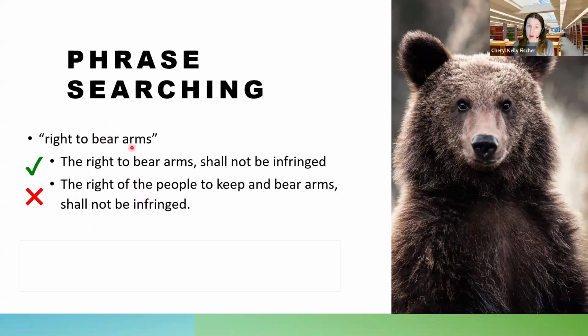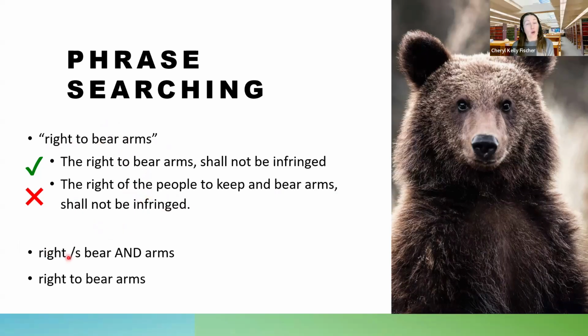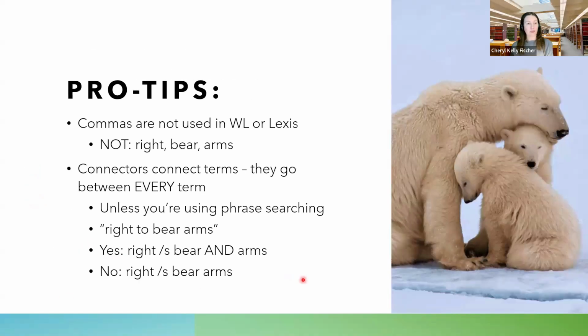So what are your options to avoid this search problem and get both of these results in your search? You can either Boolean it or you can natural language it. So the Boolean option has "right" in the same sentence as "bear" and "arms." You'll notice there's a connector between each of these words. There's no spaces without a connector in them. You have to fill the spaces with connectors. Or you can natural language it: right to bear arms, no quotation marks.